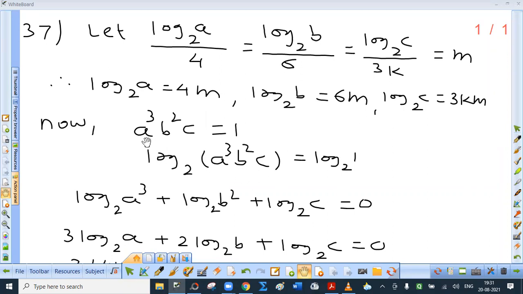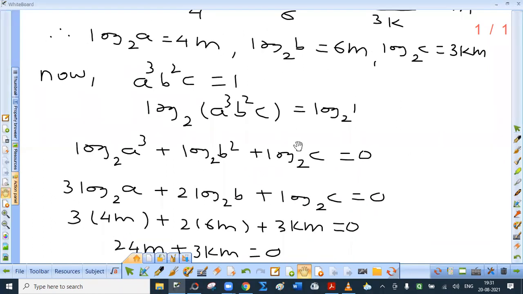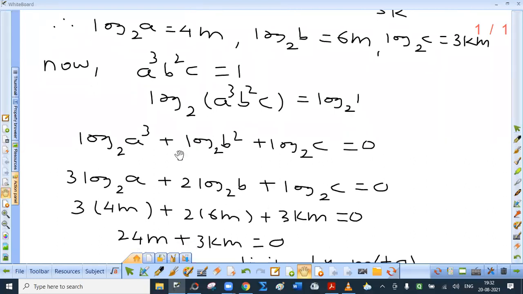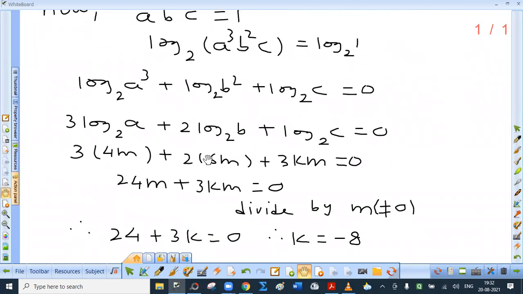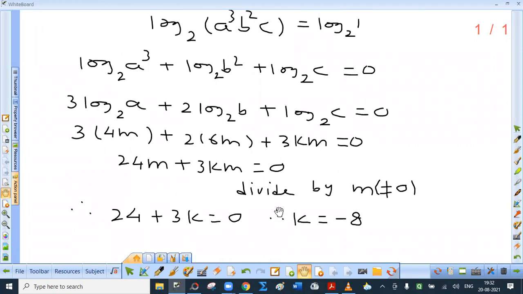Okay. Now a cube b square c is 1. So take logarithm to the base 2 on both the sides. Anyway, log 1 to any valid base is always 0. Now 3 log a plus 2 log b plus log c equal to 0. Substitute the values of log a, log b, log c. We can divide by m not equal to 0. So 24 plus 3k equal to 0. So what is k? Minus 8.